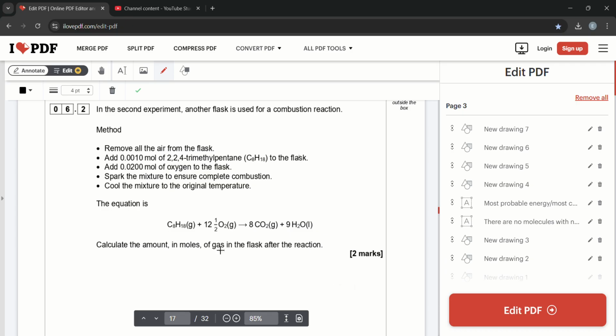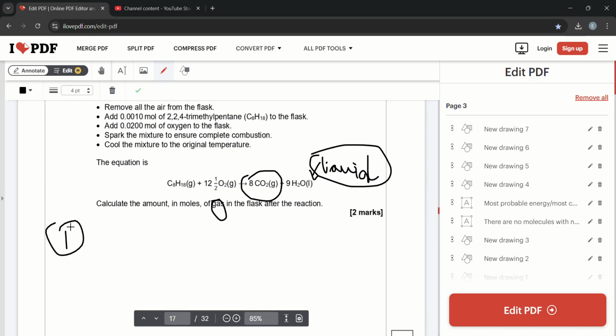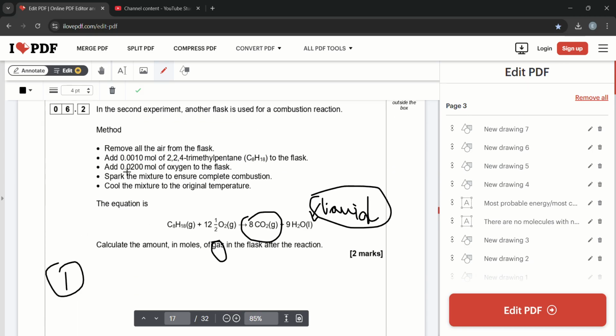So, in the products. Now, I fall for this trap a lot. Because it says moles of gas, all we're looking at is this 8CO2. We don't care about this 9H2O because that's liquid, and that's where I struggle the most with these types of questions. But now I've made the mistake so many times and I've spotted it. I've learned from it. So that's the first thing. Now we know we're adding 0.0010 moles of this, and we're also adding this many moles of oxygen to the flask. So how do we find the moles of gas in the flask after the reaction?